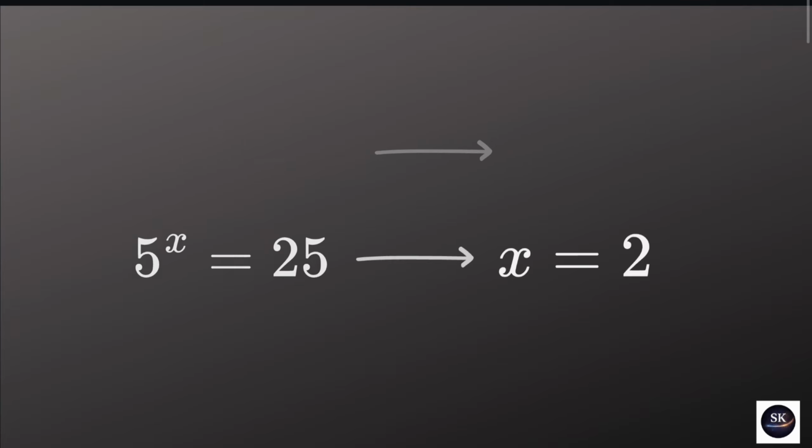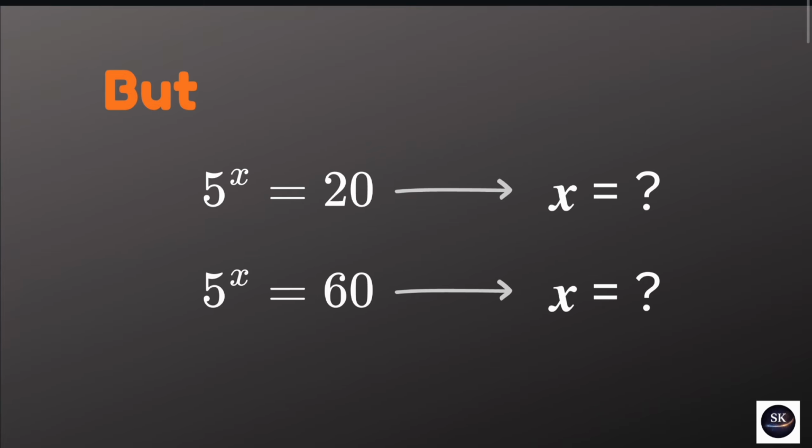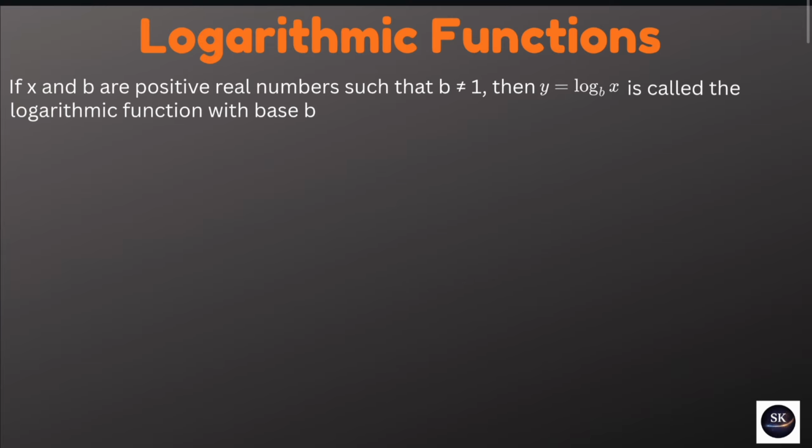But what if I ask you the solutions to these equations? 5 raised to x is equal to 20 and 5 raised to x is equal to 20. You'll realize that they can't be solved with simple inspection. We may get a brief idea like the solution of 5 raised to x is equal to 20 is going to be between 1 and 2, but we can't exactly pinpoint where. So to simplify these equations, we use the logarithmic function.